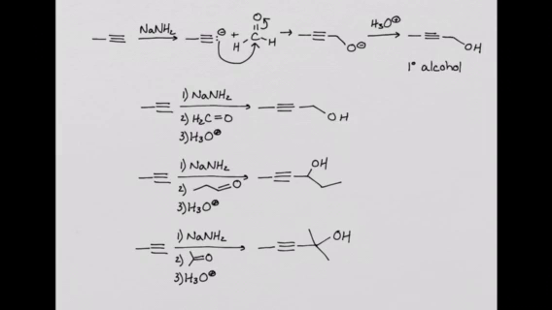To summarize, reaction of a terminal alkyne with formaldehyde gives us the primary alcohol. Reaction of a terminal alkyne with an aldehyde other than formaldehyde gives us the secondary alcohol. And reaction of a terminal alkyne with a ketone gives us a tertiary alcohol. Make sure that you can draw the mechanism for each of the steps in each of these syntheses.